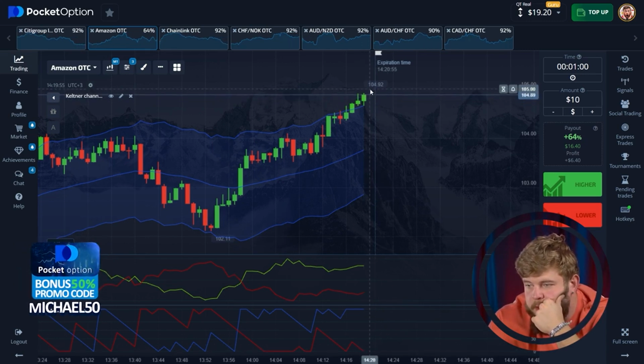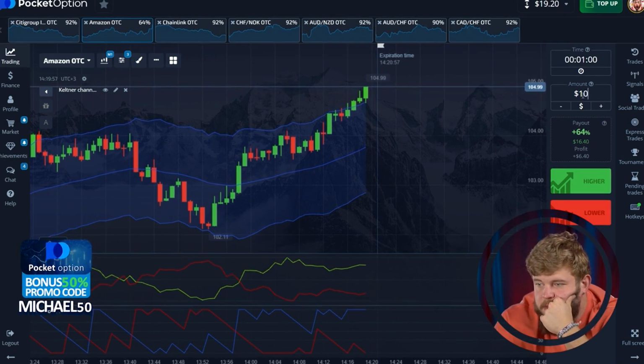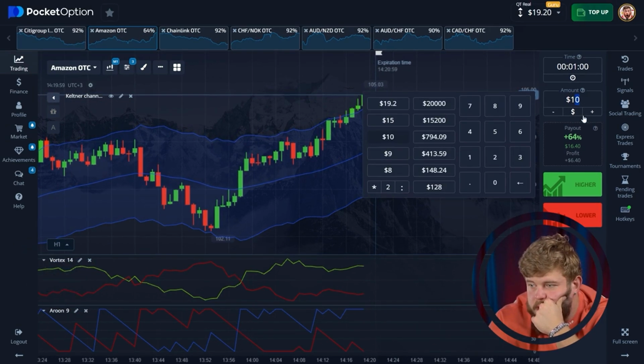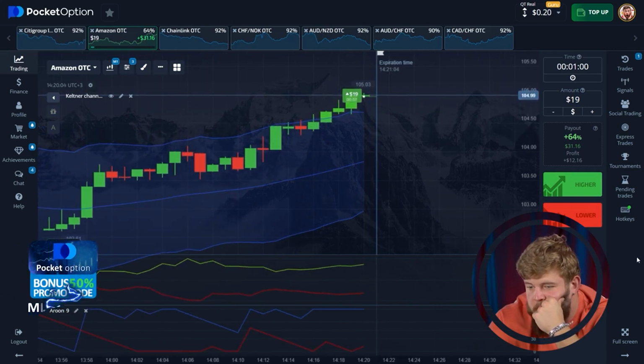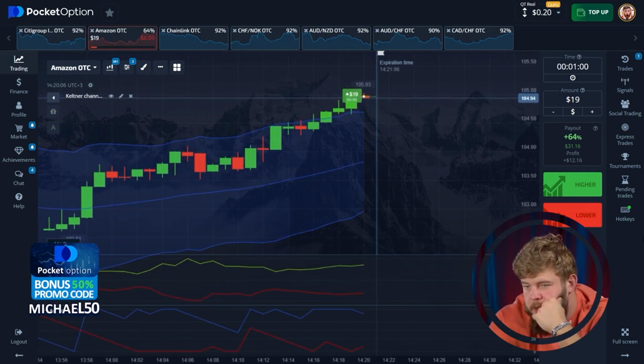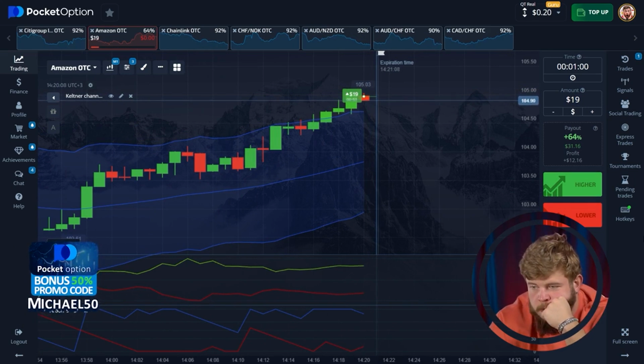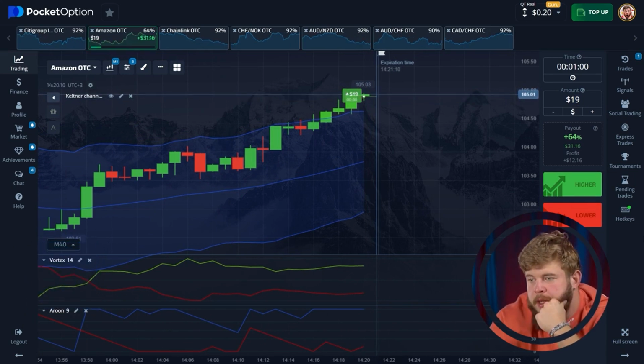Well, so what do we have here? Once again, price has broken through the upper edge of the Keltner channel. Now I have opened buy position because according to the Aaron and according to the Vortex indicators, we are in the buy zone. I'm almost sure that we'll continue growing.